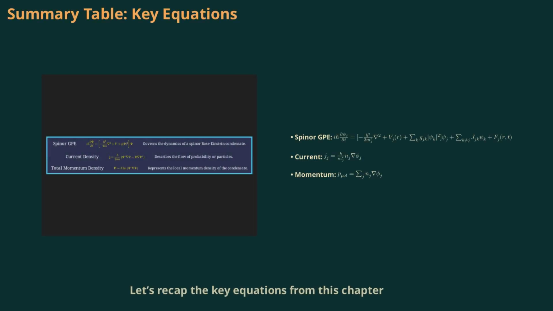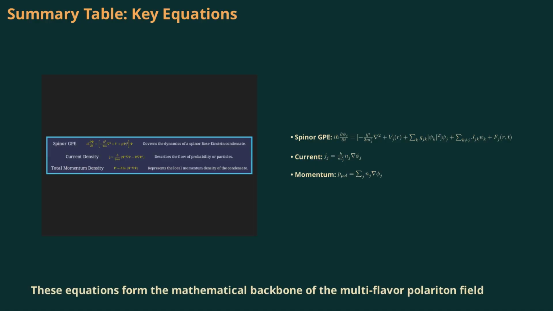Let's recap the key equations from this chapter: the Spiner-Grosspietovsky equation for each flavor, the definition of current density, and the formula for total momentum density. These equations form the mathematical backbone of the multi-flavor polariton field architecture and are essential for both theoretical analysis and practical design.